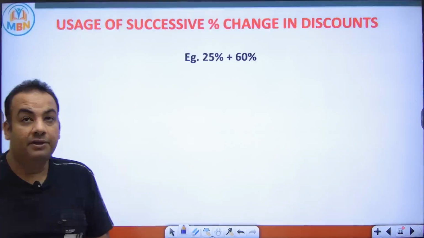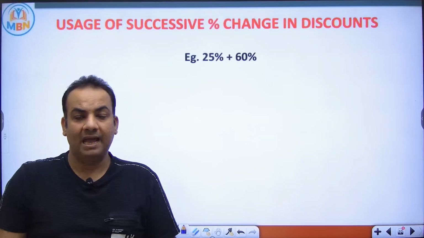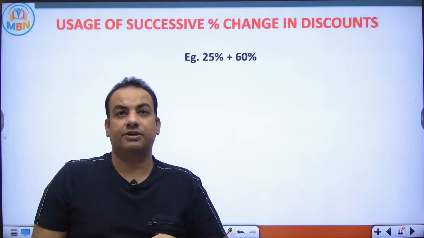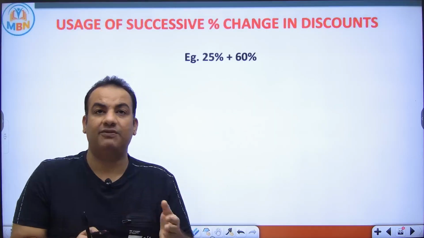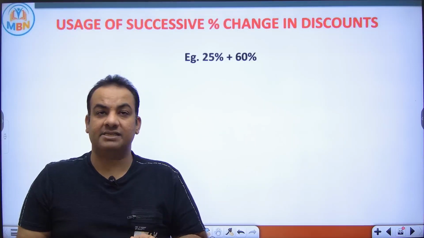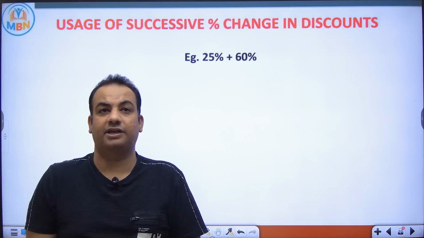Now see, the usage of successive percentage change in discounts. How successive percentage change is used in discounts. Suppose I say there is a discount of 25% plus 60%. So what is the meaning of this? The meaning is: first a discount of 25%, then a discount of 60% on the discounted value.